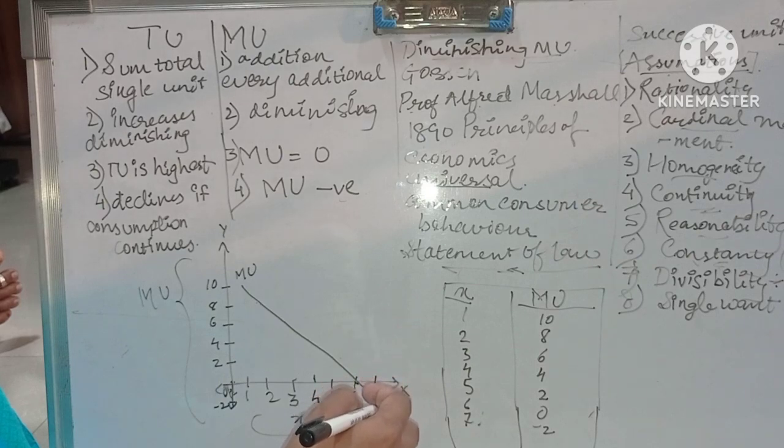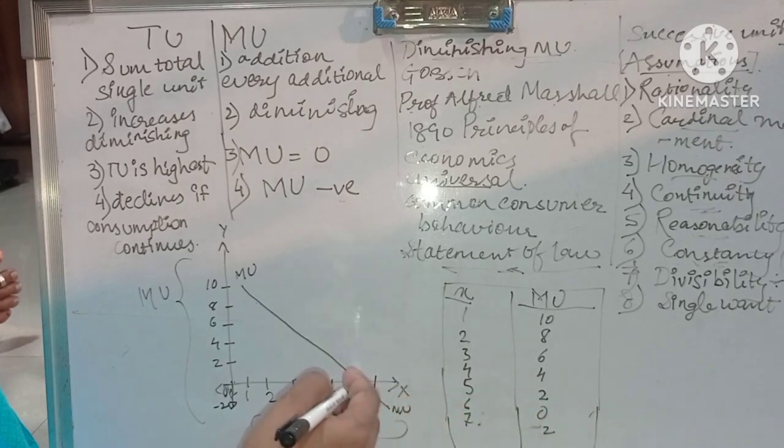Further consumption brings disutility. When the marginal utility becomes 0 and you consume further, what is it called? Disutility. So once it crosses this, it brings disutility, which is shown over here below the x-axis. Okay, this is how you will have to explain the diagram.